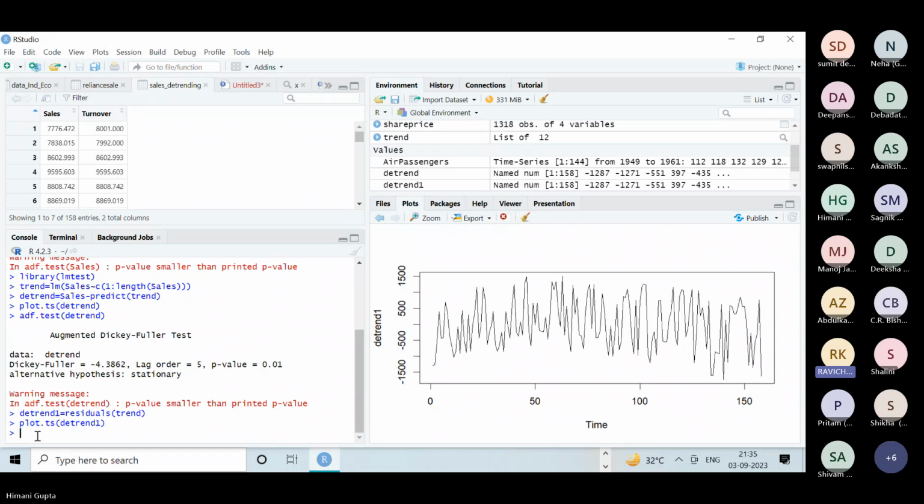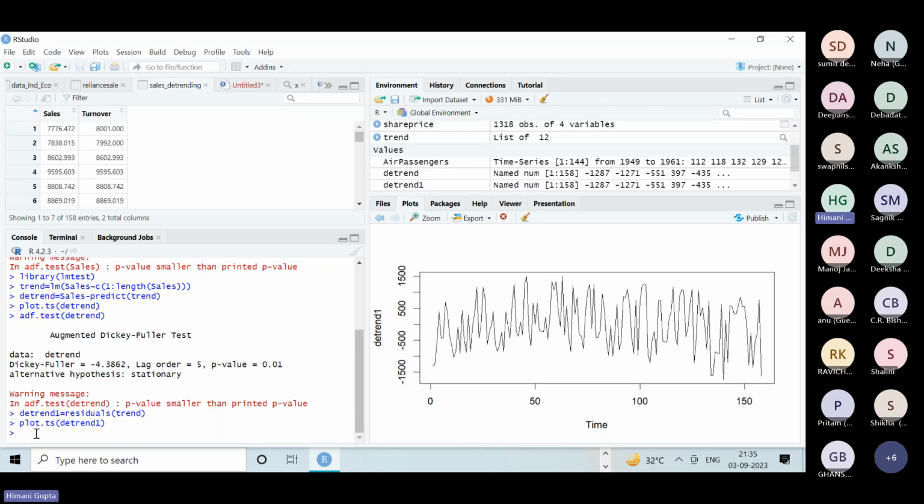Can you explain this theory, madam? Residuals, sir. What do you mean by residuals? The English meaning of residuals? Remaining part. Yes, residuals means remaining. Whatever is left, we name it as residuals.